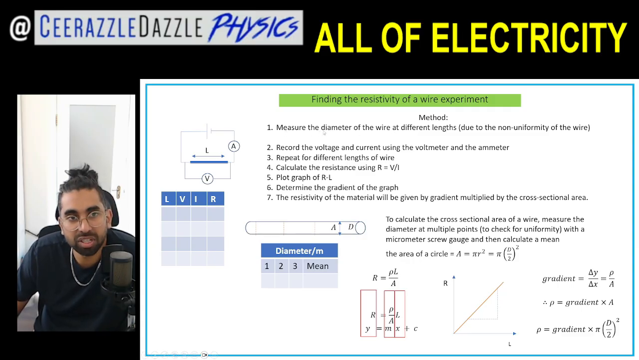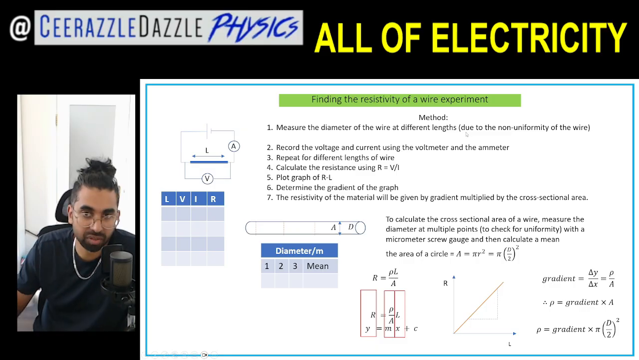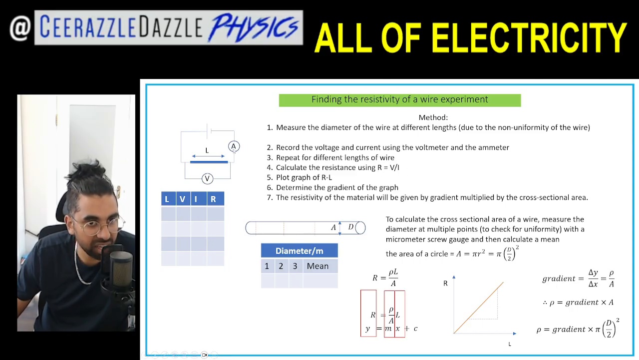So we're going to measure the diameter of the wire at different lengths because of the non-uniformity of the wire. And then we're going to record the values of the voltage and current using the voltmeter and the ammeter. Then we're going to repeat for different lengths of the wire. We're going to calculate the resistance using R is equal to V divided by I, because at each point we're going to get a value of V and I, and therefore we're going to calculate R by using Ohm's law. Then we're going to plot a graph of R against L. Don't forget, R is on the y-axis, L is on the x-axis.